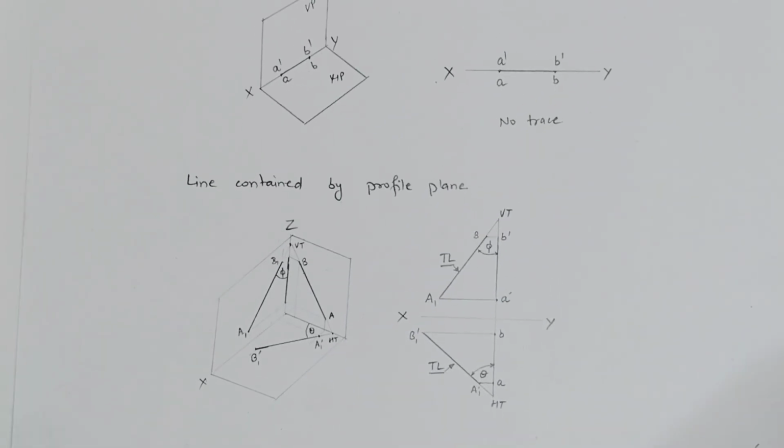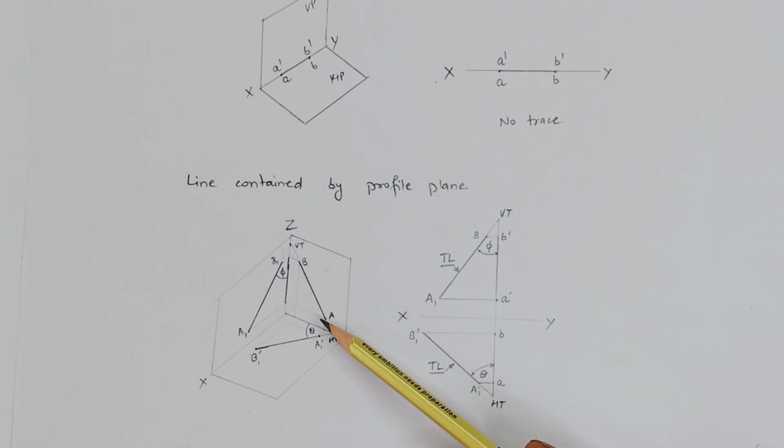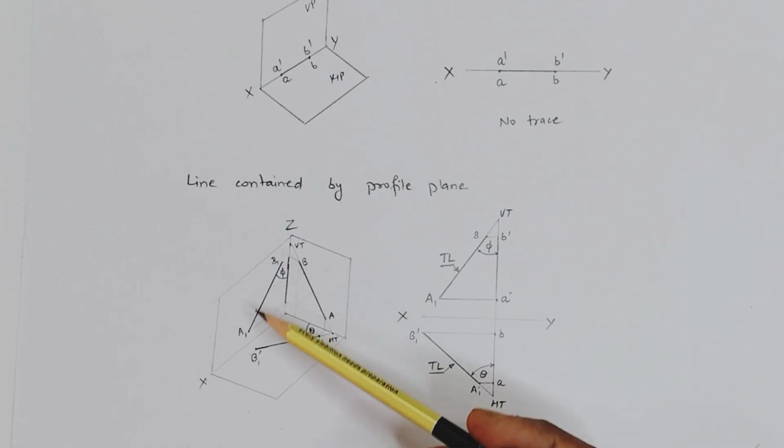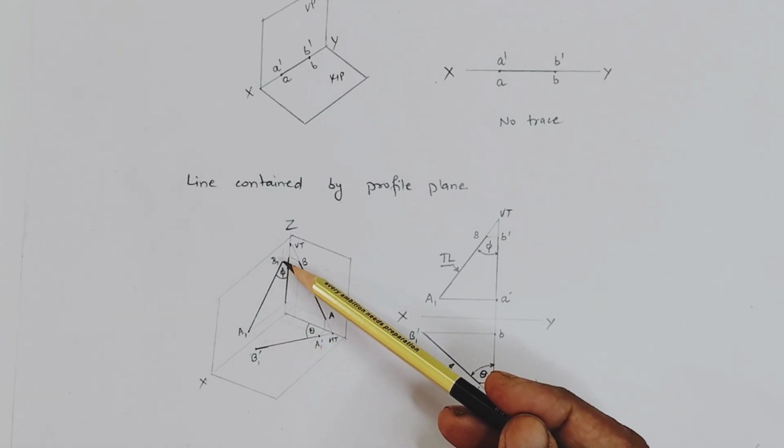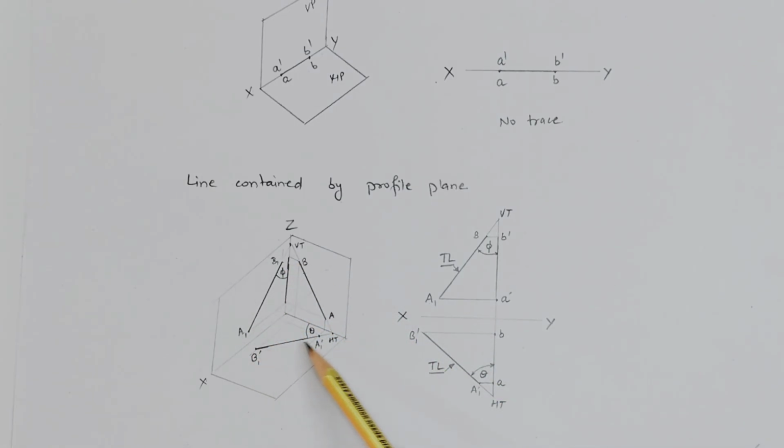Next case is the line contained by the profile plane. This is a very special case. In this case, here is a line AB, and here A comma B1 is the front view. Similarly, A1 dash B1 dash is the top view. Similarly, representing the angles theta and phi here. So this is the side view.